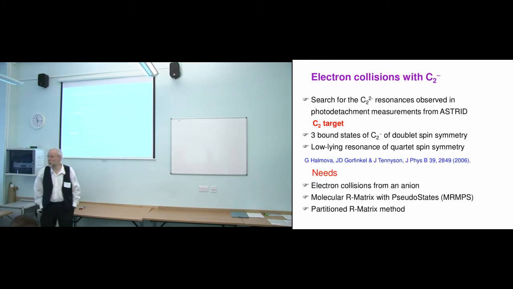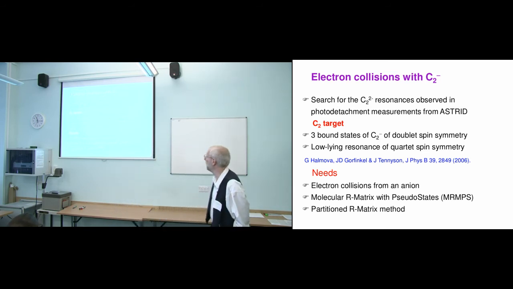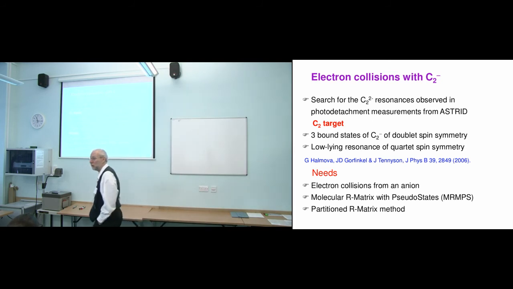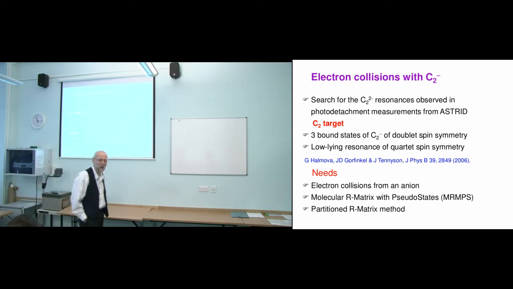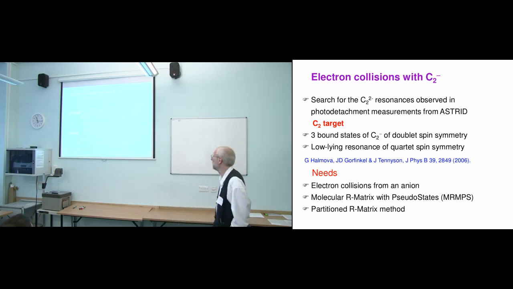So just to give one example of using it, there's a long-running problem that the experiments in the Astrid storage ring in Aarhus had looked at: electron impact attachment on C2-, and rather surprisingly found that the electron was trapped by the C2-. This is counterintuitive because if you have an anion, you shouldn't expect it to trap another electron, particularly if it's very small like C2. So the real question is what was happening here? Why were the electrons being trapped?